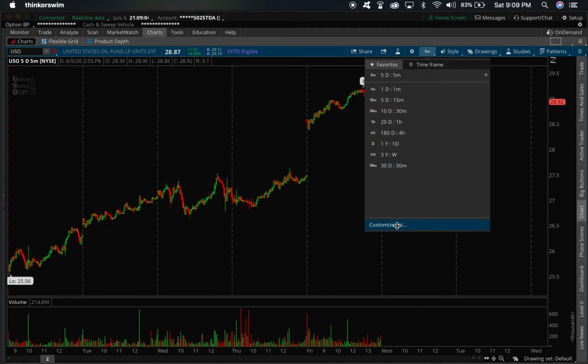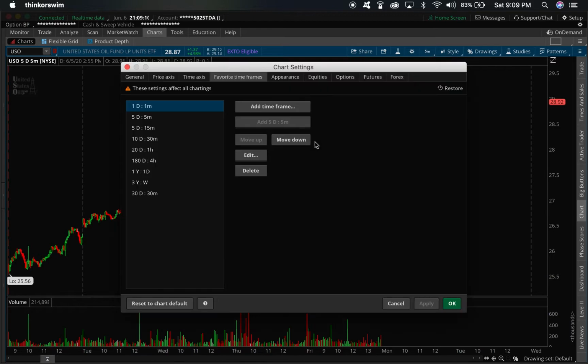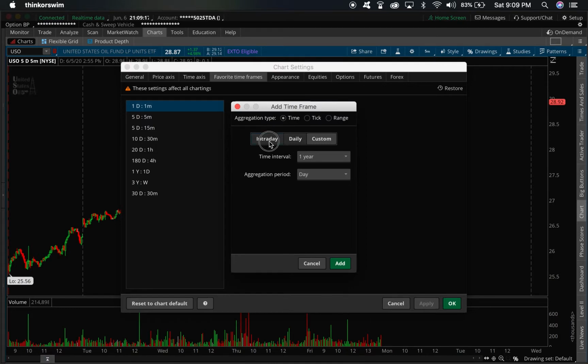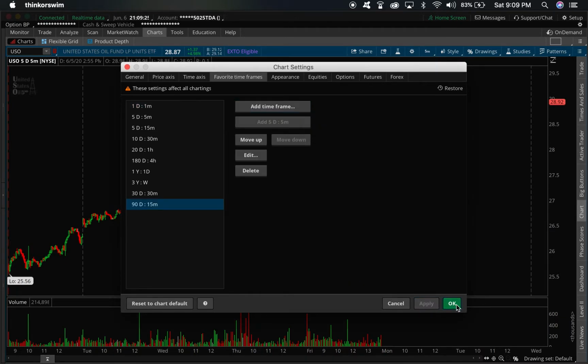frame. Again, remember that you can go in and customize this list, so you don't just have to stick to 5-day 5-minute or 5-day 15-minute. Let's say you want to back test the 15-minute strategy. You can add a time frame in your intraday right here, and let's say you want to look 90 days back on that 15-minute time frame. You can add that in there.